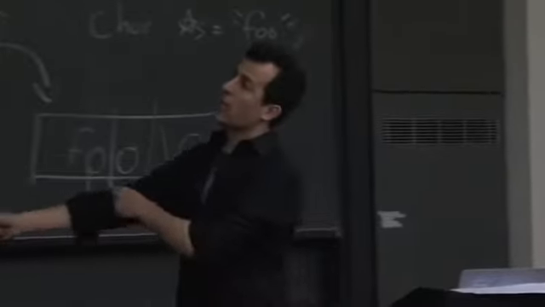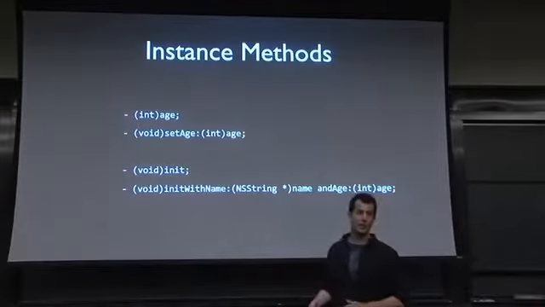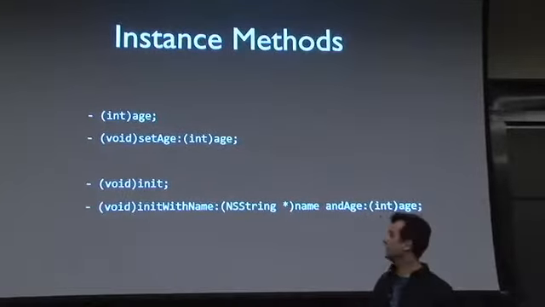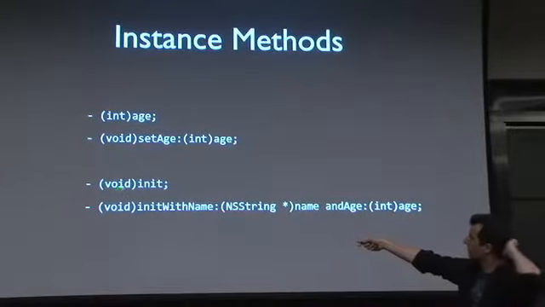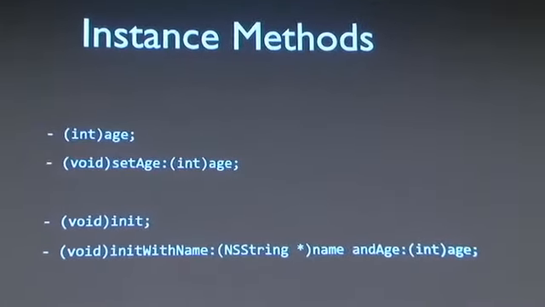Now another type of instance method that's quite common is this. An init method exists in most every class, even if it doesn't do much or anything at all. Typically returns void, as in this case here. And it's meant to initialize an object, and we'll see examples of this.